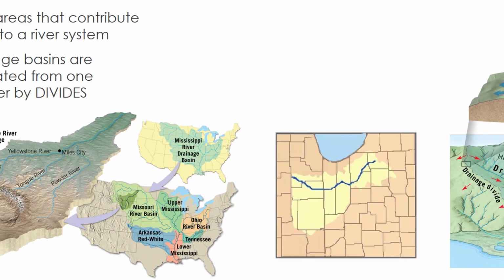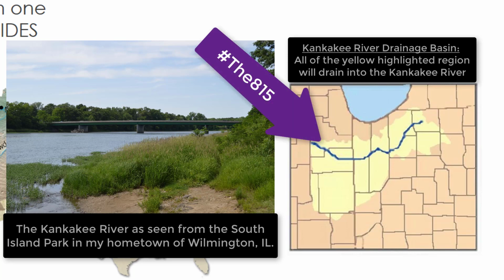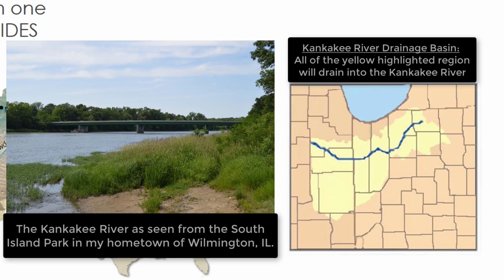The middle picture shows the Kankakee River drainage basin, and I included that because that's the river that I grew up on. The Kankakee River runs through Will County, gotta represent my 815, and it extends all the way into northern Indiana. Now the river is shown as that little blue squiggly line, but the yellow shaded region shows you the drainage basin for the Kankakee River.